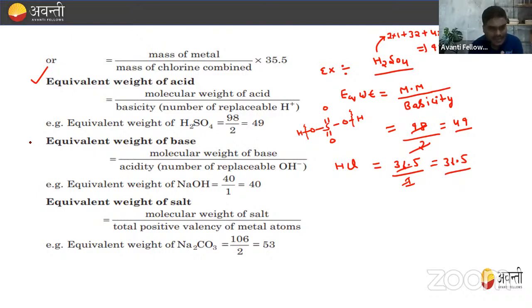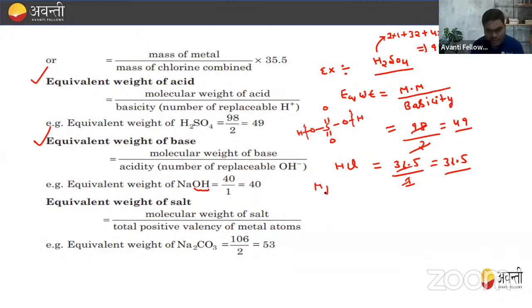Chalo. On the similar basis, we also calculate the equivalent weight of a base, right? So how will you calculate? By using a very similar formula: the molecular weight of the base divided by the acidity. Here we divide by basicity in case of acid, and in case of base we divide by the acidity. That is the number of replaceable OH negative ions. Okay? For example, in case of NaOH, we have only one replaceable OH ion. So 40 divided by 1. So in this, the molecular mass and the equivalent weight are similar.